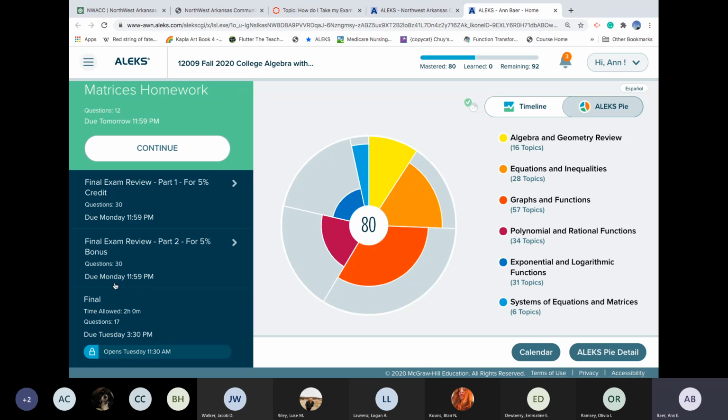Any questions on this? I wanted to show you what we're looking at here. And your matrices homework, which we are going to talk about today, finish up, is due tomorrow night at 11:59 p.m.